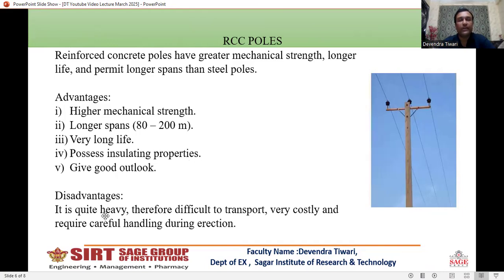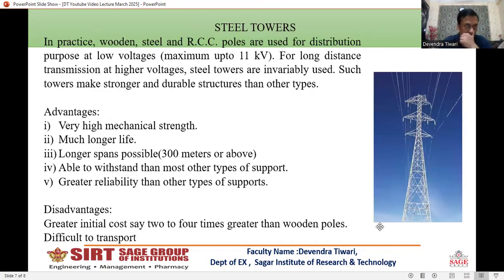Disadvantages: they are quite heavy, therefore difficult to transport, very costly, and require careful handling during erection due to their heaviness. Next, steel towers. In practice, wooden poles, steel poles, and RCC poles are used for distribution purposes at low voltage, maximum up to 11 kV. For long distance transmission at higher voltages, steel towers are invariably used. Such towers make a stronger and more durable structure than other types. This is a picture of a steel tower.